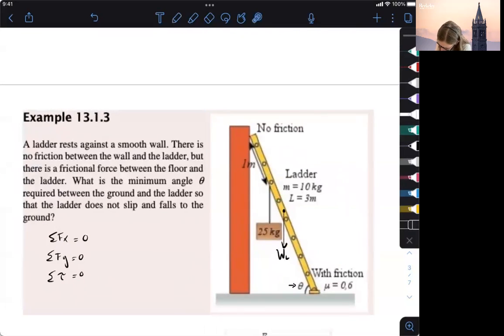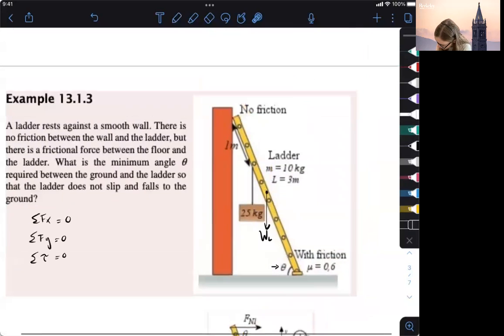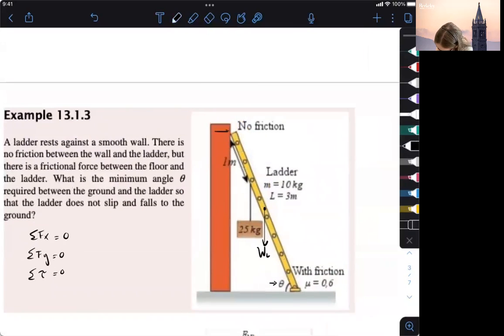So I have a smooth wall. Smooth is kind of like a keyword for no friction, but it also says there's no friction between the wall and the ladder. So this is just an object resting on a frictionless surface. Because we have an object resting on a frictionless surface, we're going to have no force that's going to resist it moving side to side, right? So it's just that one pinning force. It's just like touching that surface, but there's nothing that's resisting it moving up or down on that wall because that wall has no friction. So it's just that one force there.